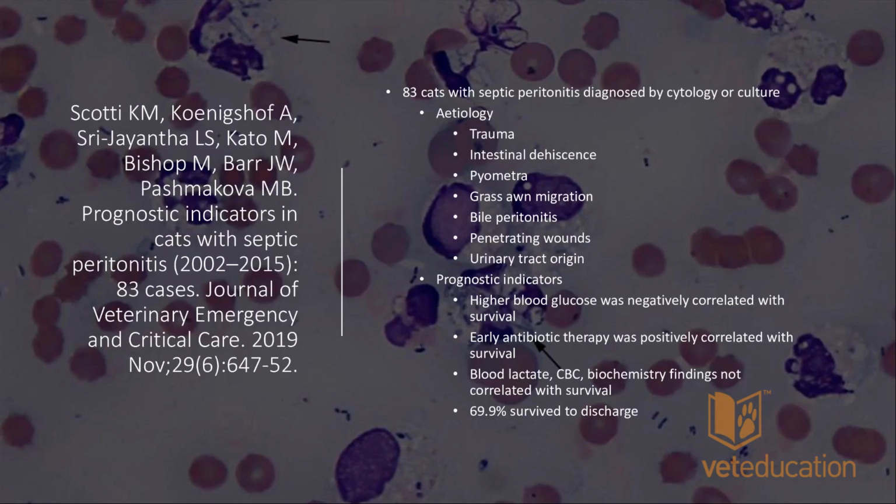This is exactly the same as we see in dogs, and it's exactly the same as we see in humans. In human beings, there is an 8% increase in mortality rate for every hour that antibiotic therapy is withheld in patients with septic abdomen, so with septic peritonitis, okay, or with sepsis. So early antibiotic therapy is critical. It's positively correlated with survival.